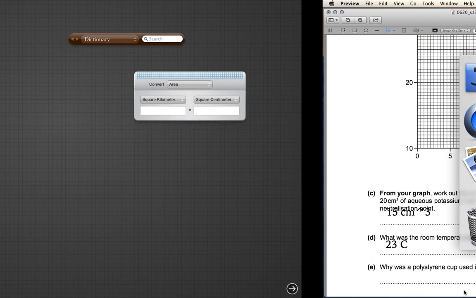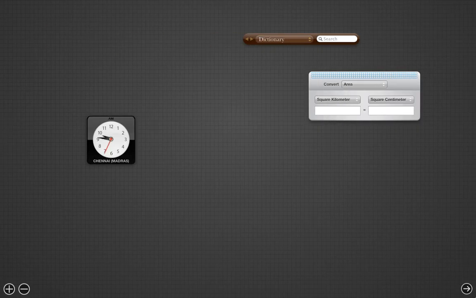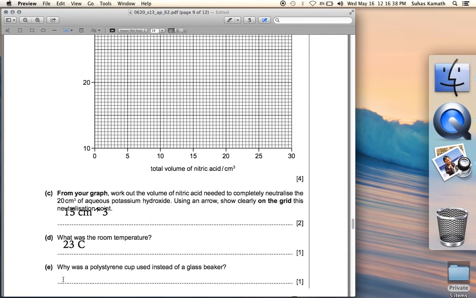Wait a minute. Wait a minute. Oh no. My computer's gone kind of mad.